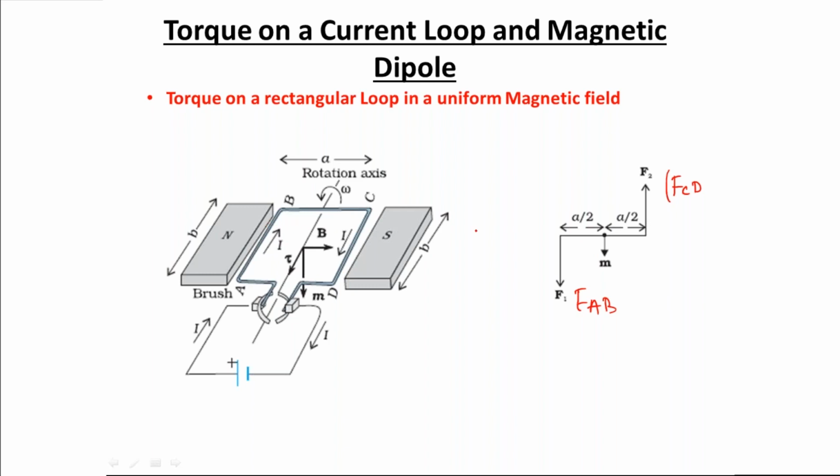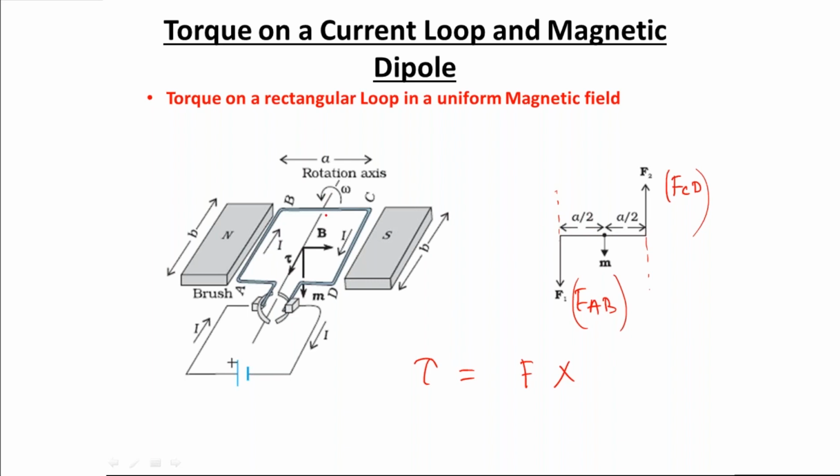So you can see that the force on this rectangular loop on the two opposite sides is equal in magnitude, but the direction is opposite to each other. So they can form a couple, and you know how to find out the torque. Torque is the magnitude of one of the forces multiplied by the perpendicular distance between the lines of action of the forces.